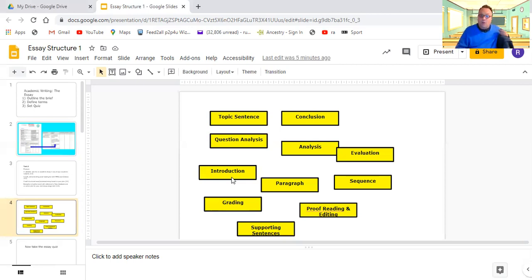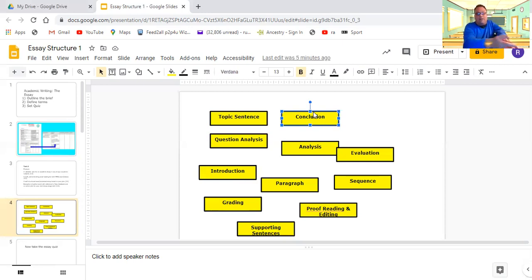The conclusion concludes. It does the mirror opposite of what the introduction set out. It says, we have talked about this, this, and this demonstrates the point that you made in the beginning. So a concluding paragraph will conclude. It will be the mirror image of the rest.